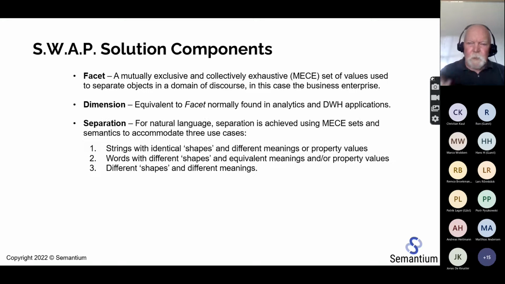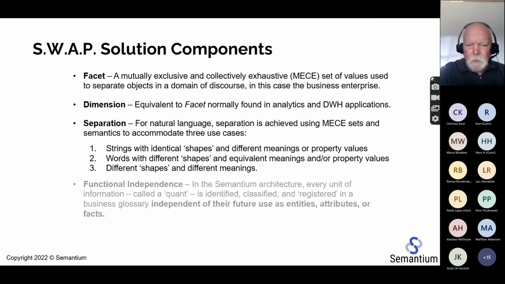For natural language, we use this MECE again, and we talked about this in the requirements: strings with identical shapes and different meanings, words with different shapes and equivalent meanings, and then different shapes and different meanings, which is obviously the default case.